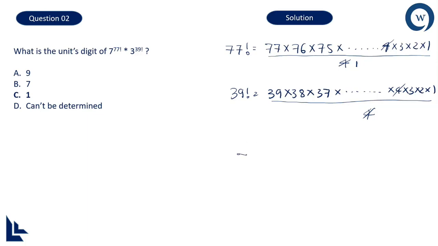And I told you, when 7 is raised to something and that power is divisible by 4, the unit digit is identical to the unit digit of 7 to the power 4, which is 1. And in case of 3 also, if the power is divisible by 4, then it is identical to the unit digit of 3 to the power 4, which is also 1. And the unit digit of the first expression is 1, the unit digit of the second expression is also 1, and 1 into 1 will give me 1, and that's the reason option C is the right answer. So I hope this concept is also clear to all of you.